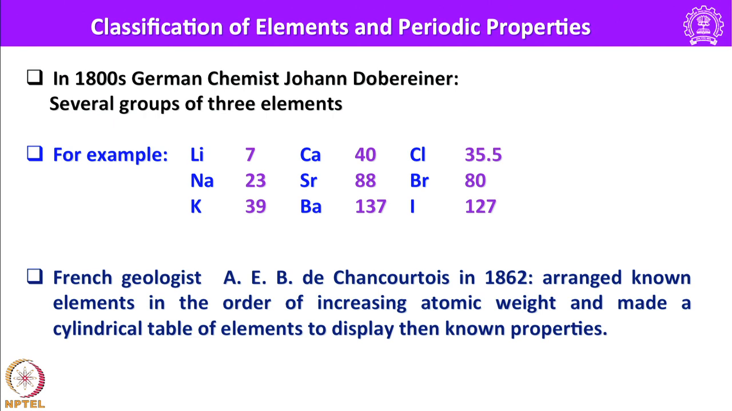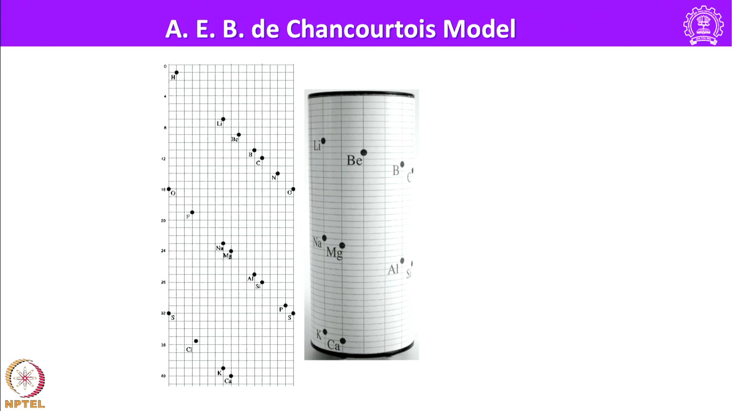So, another French geologist in 1862, De Chancourtois, arranged known elements in the order of increasing atomic weight, and he made a cylindrical table of elements to display the known properties, and that I have shown here. This is supposed to be the first chart, called the De Chancourtois model, to explain the known elements in one order to depict their physical and chemical properties.